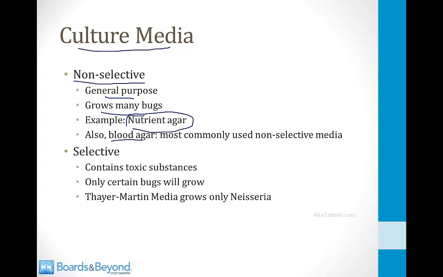Also, blood agar is a type of non-selective culture media. It's in fact the most commonly used non-selective media, and lots of different types of bacteria grow on blood agar. It doesn't select for one type over another.